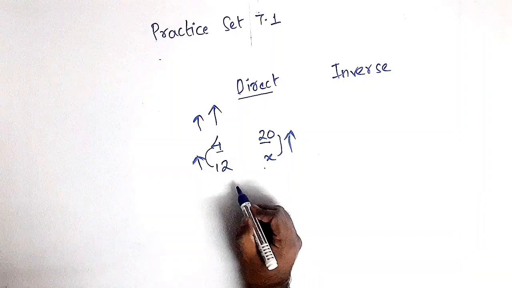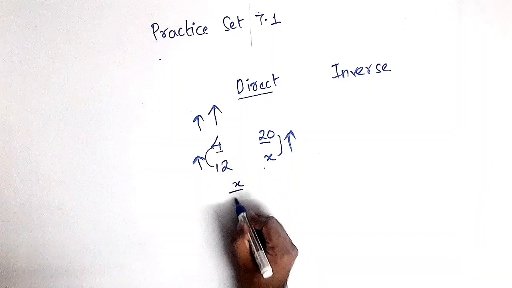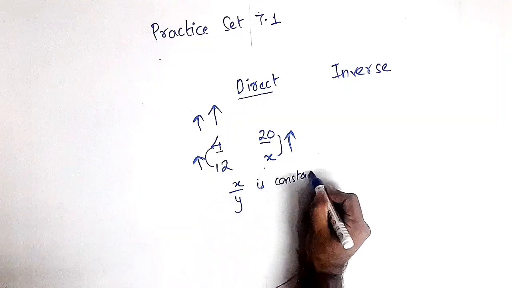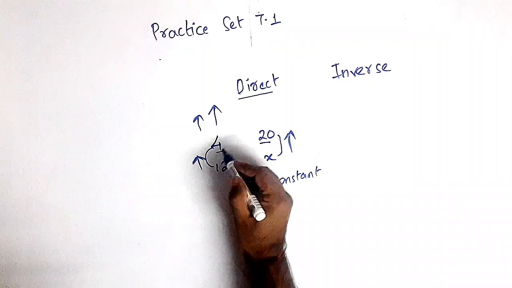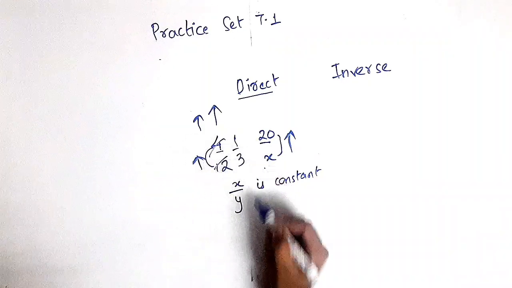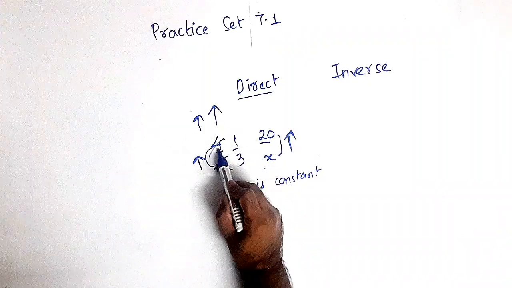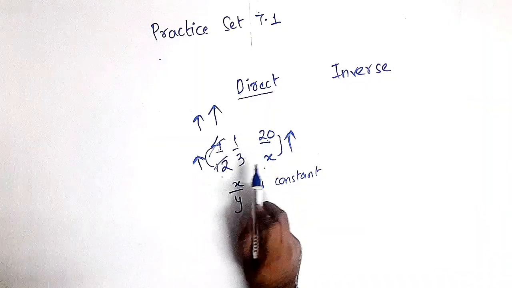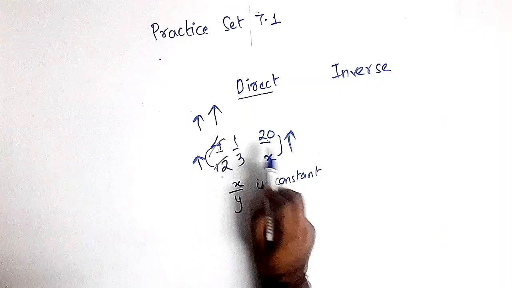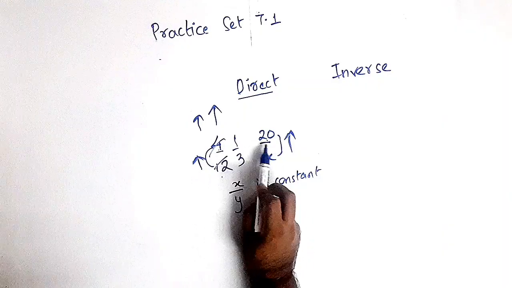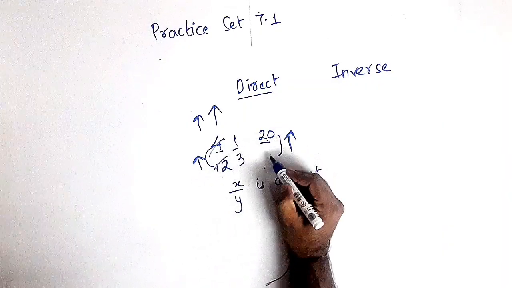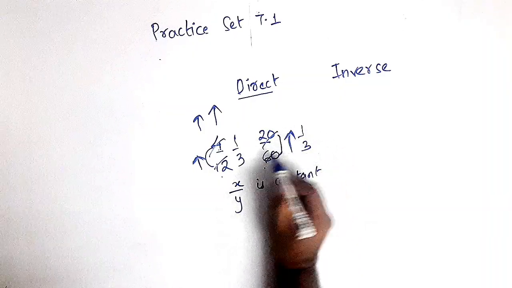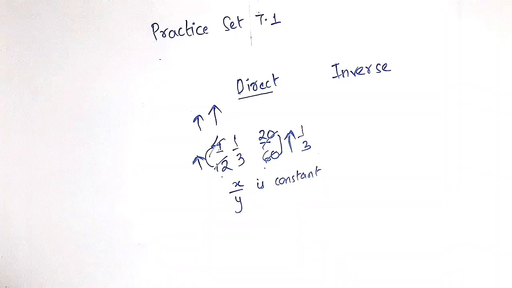So here x upon y is constant. Like 4 upon 12 will be 1 upon 3. So here 4 chocolates 20 rupees, so 12 chocolates will be how much? You can cross multiply and get, but it will be 60. So this also is 1 upon 3, so 1 upon 3 here is constant.